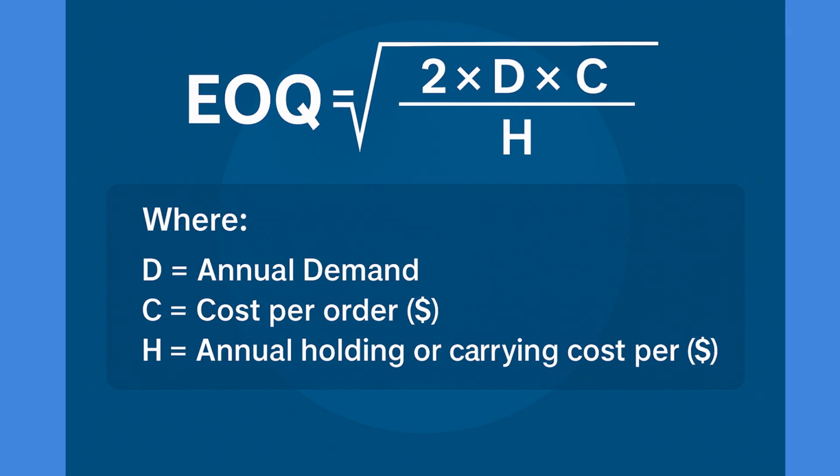The standard formula for EOQ is EOQ equals the square root of 2 times D times C over H, where D equals annual demand in units, C equals cost per order, H equals annual holding or carrying cost per unit. So, EOQ helps to identify the most economical quantity that minimizes total inventory cost.